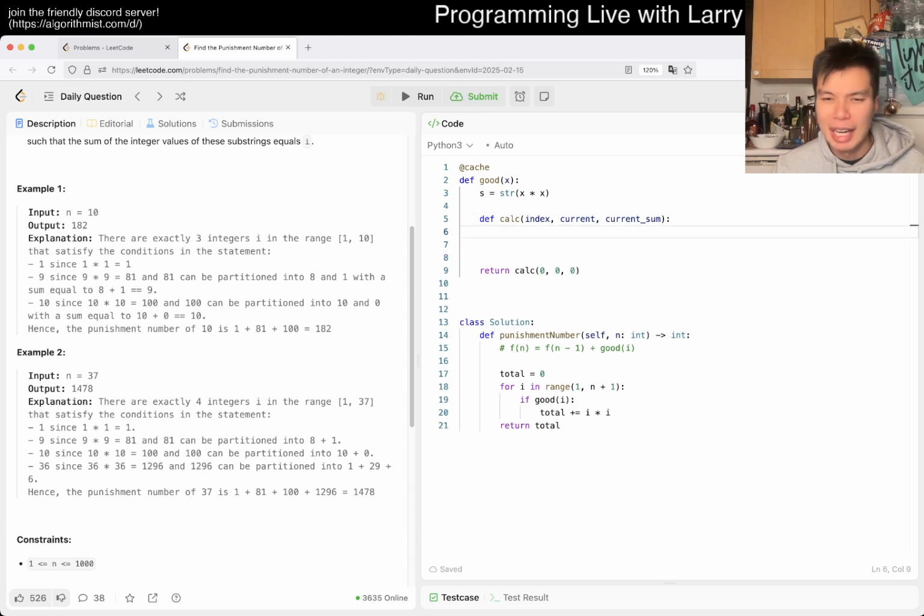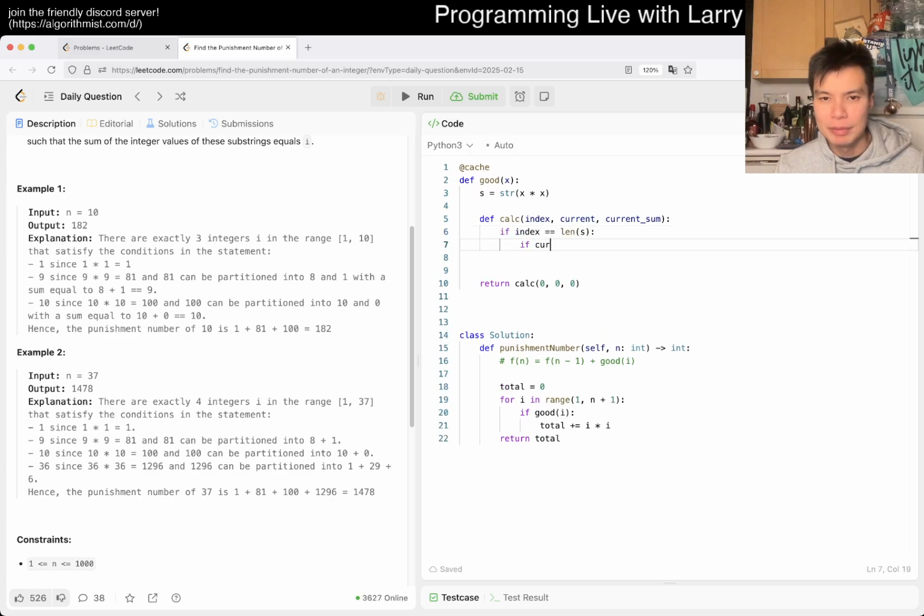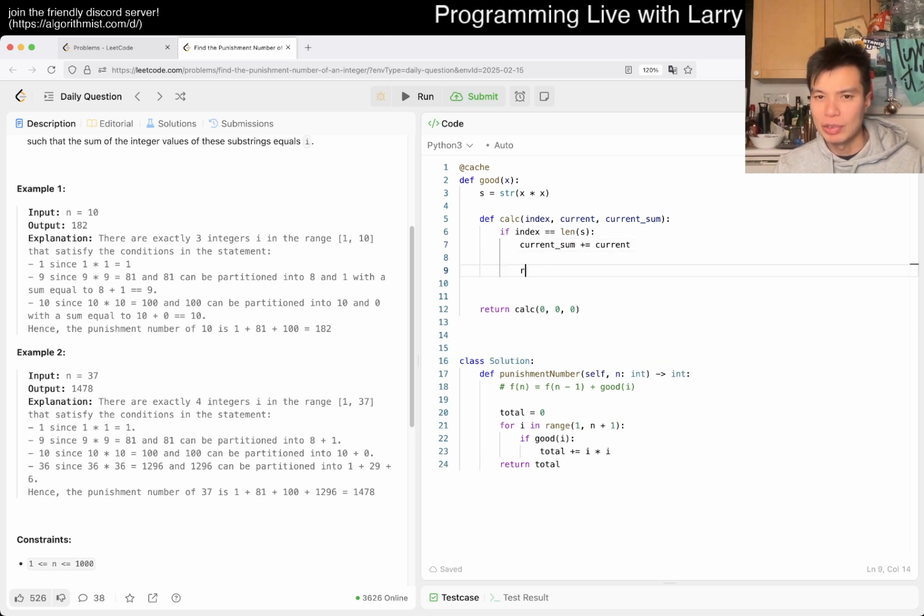Index is the index on the s, which is the square thing that we're doing. Current is the current prefix that we're looking at, and current sum is just the sum of the stuff that we have already done, right? So here, if index is equal to length of s, we run out, then we add current to current sum.